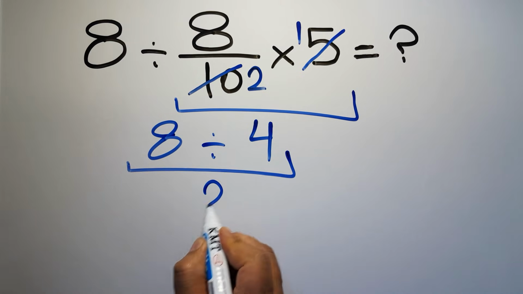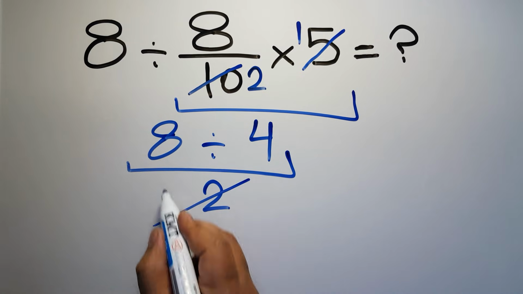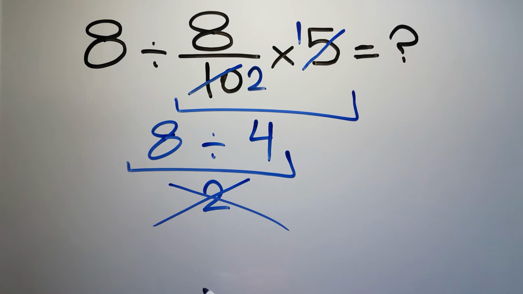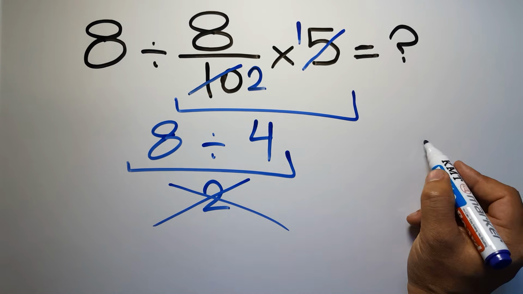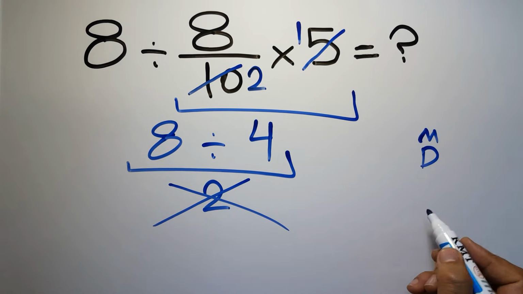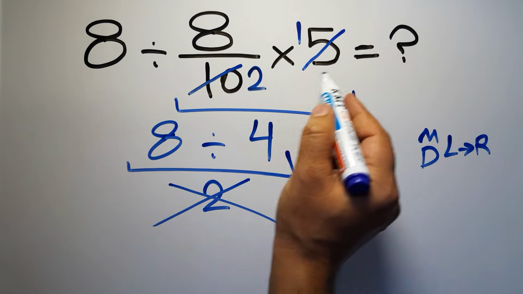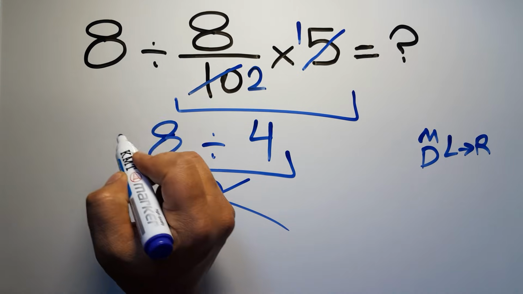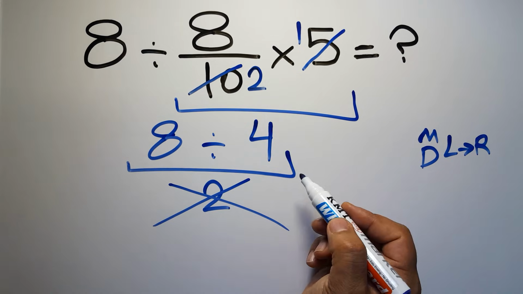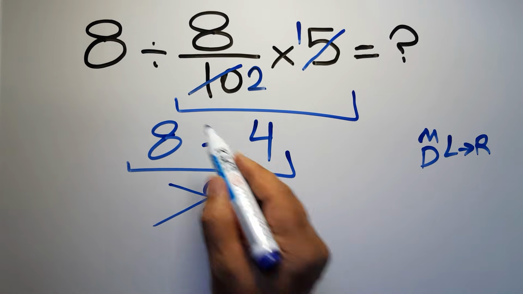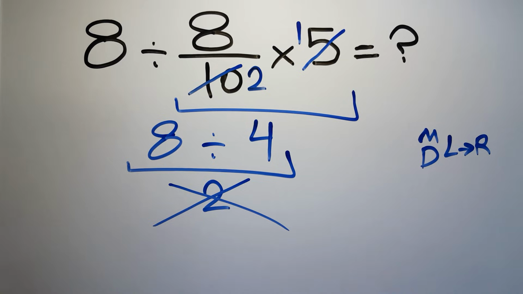gives us 2. But this answer is not correct, because according to the order of operations, multiplication and division have equal priority and we have to work from left to right. So here, first we have to do this division, then this multiplication. If we do this multiplication before this division, it is wrong.